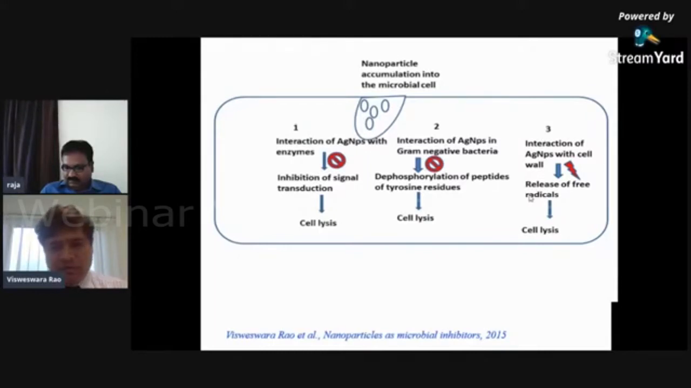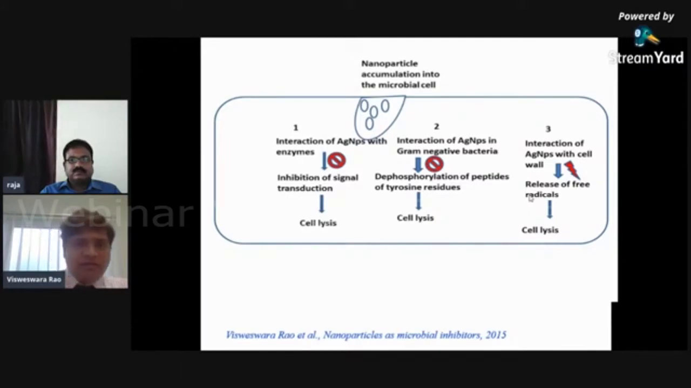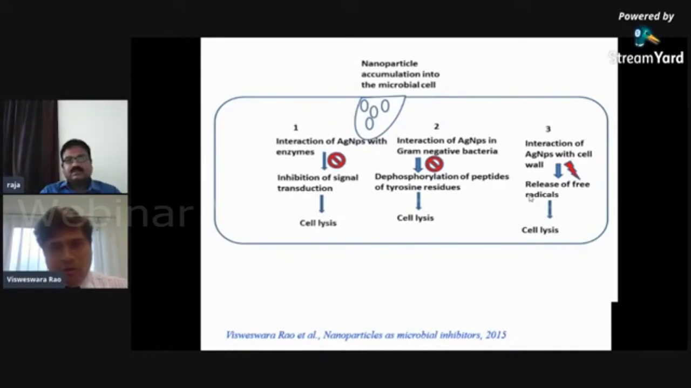Now, most of the journals, if we just send nanoparticles or even plant extracts and antimicrobial activity, none of the journals will take it up. If we study the mechanism of action, then there might be some worth, at least it goes for review. So we hypothesized 3 different types of microbial cell damage and how the lysis will occur. Interaction of nanoparticles with enzymes, inhibition of signal transduction, thereby lysis may occur.